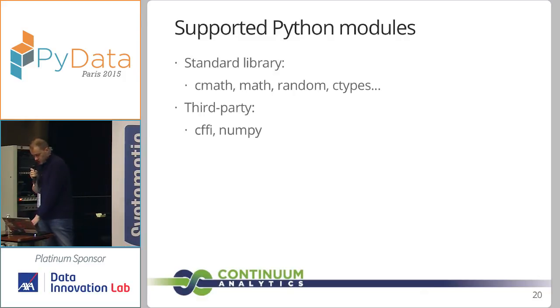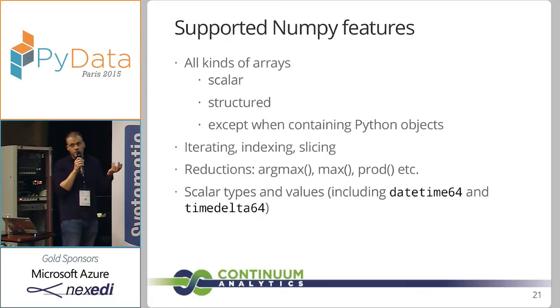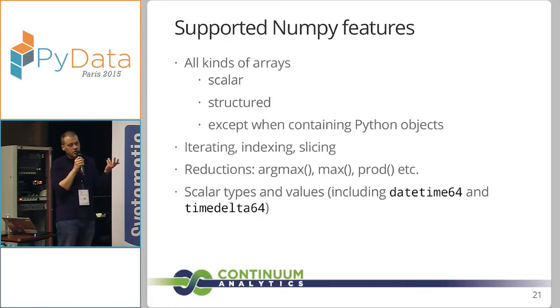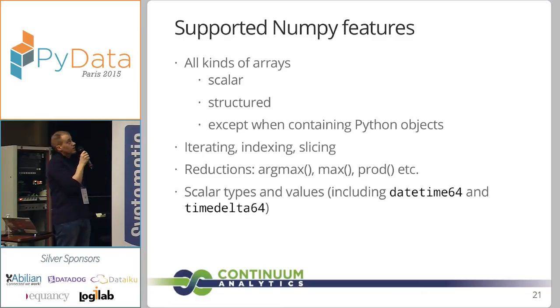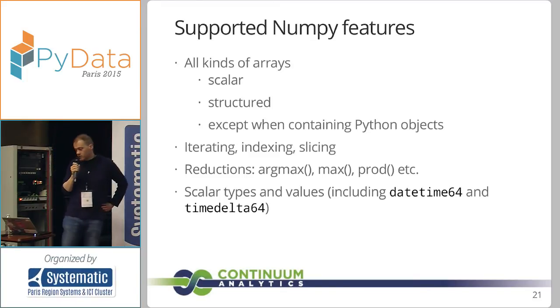Well, we support parts of it because NumPy is huge. So what do we support in NumPy? We support, of course, all kinds of arrays, so either scalar or structured. So structured arrays are arrays where each element is actually a composite element with different fields and different types. The only thing we don't support as far as arrays are concerned is arrays containing Python objects, which means pointers to Python objects at the low level.